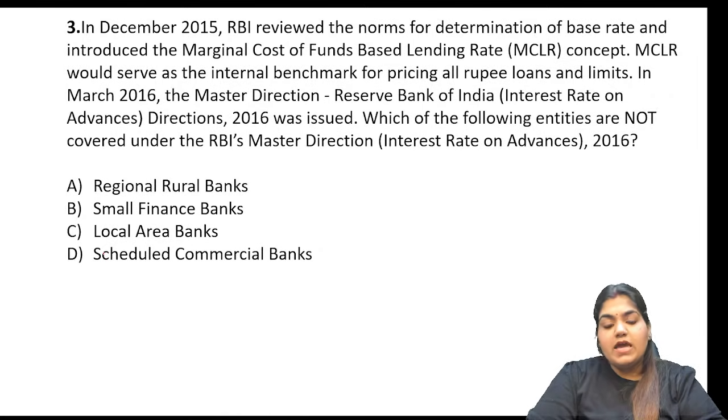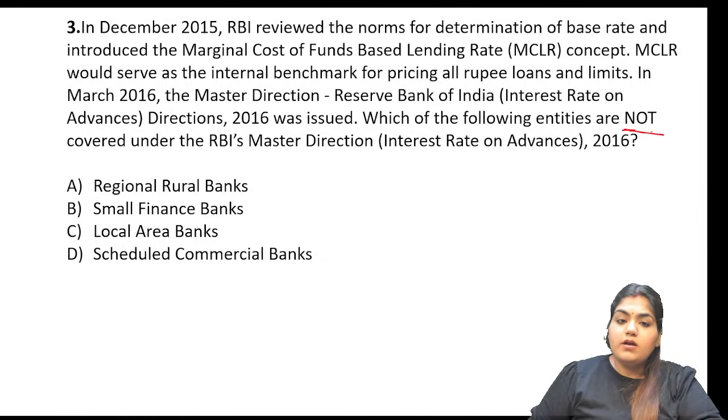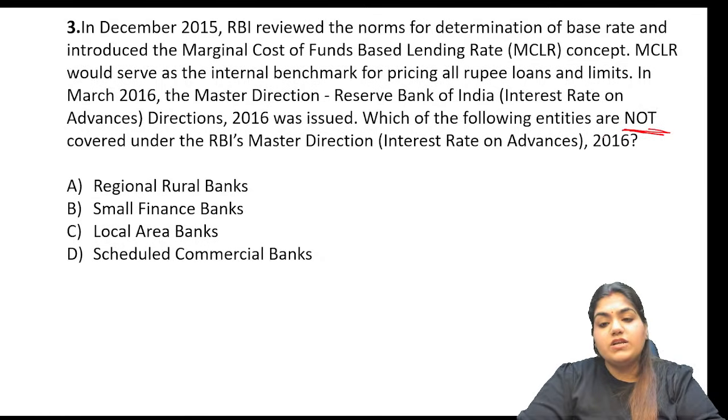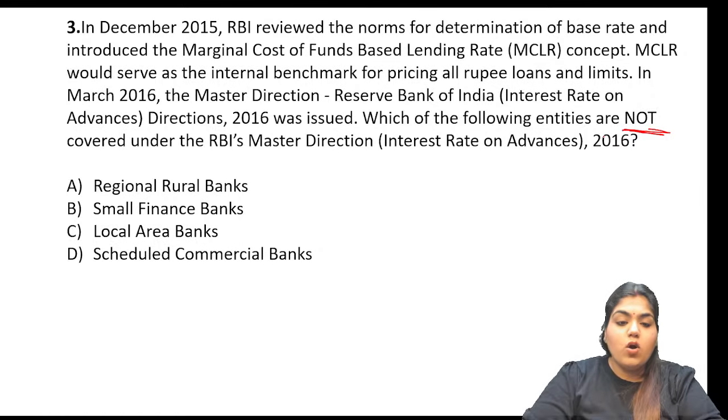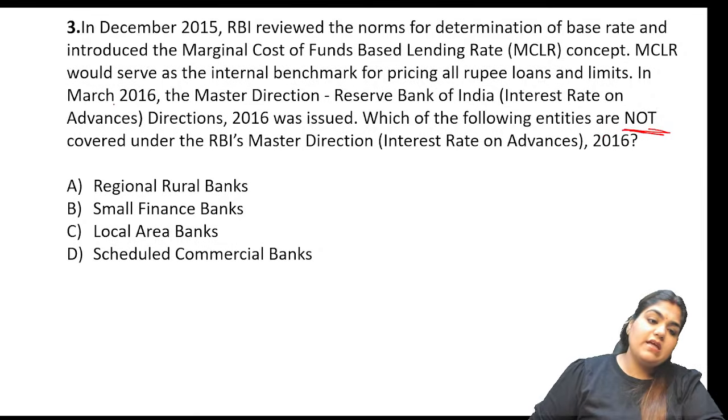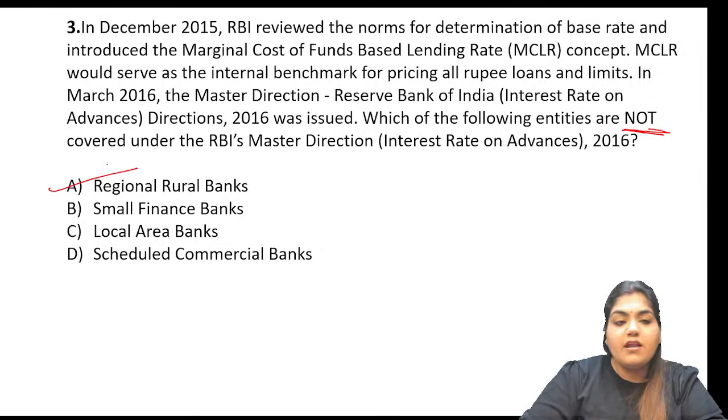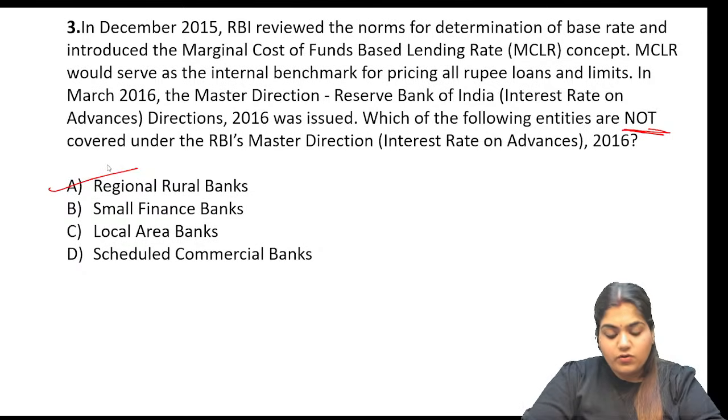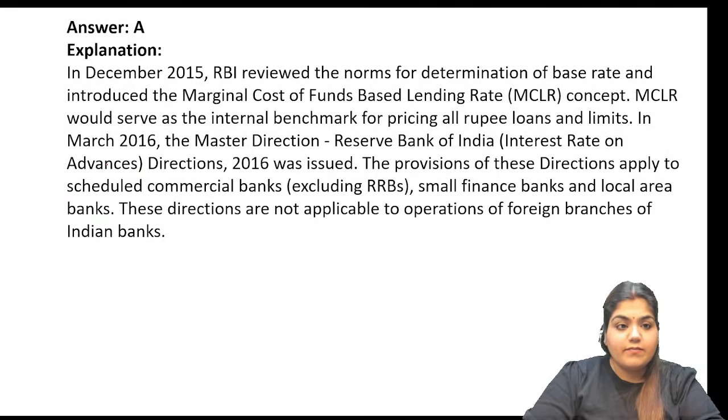Next. In December 2015, RBI reviewed the norms for determination of the base rate and introduction of MCLR. MCLR would serve as the internal benchmark for pricing all rupee loans and limits. In March 2016, the Master Direction of the Reserve Bank of India was issued. Which of the following entities are not covered under the Master Direction Interest Rate on Advances 2016? The RRBs are not included. It is A. Very good, Rajni ji.